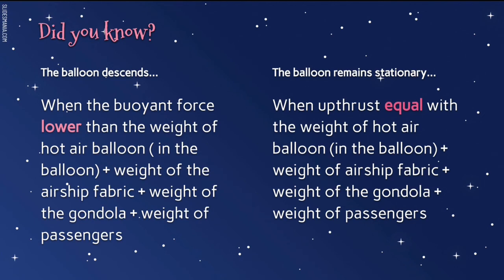Did you know the balloon descends when the buoyant force is lower than the weight of the hot air in the balloon, plus the weight of the airship fabric, plus the weight of the gondola, plus the weight of the passengers? The balloon remains stationary when the upthrust is equal to the weight of the hot air in the balloon, plus the weight of the airship fabric, plus the weight of the gondola, plus the weight of the passengers.